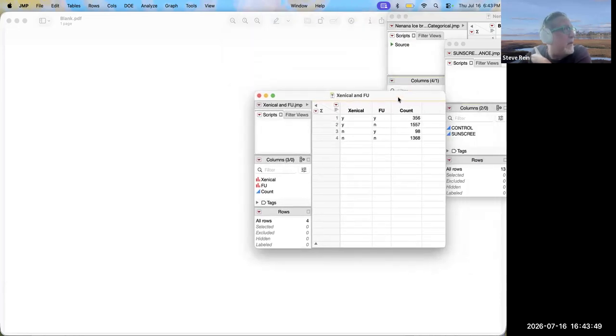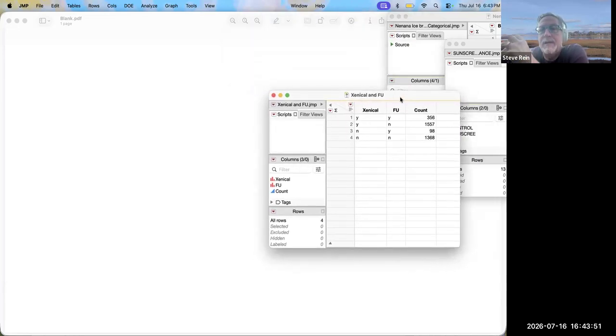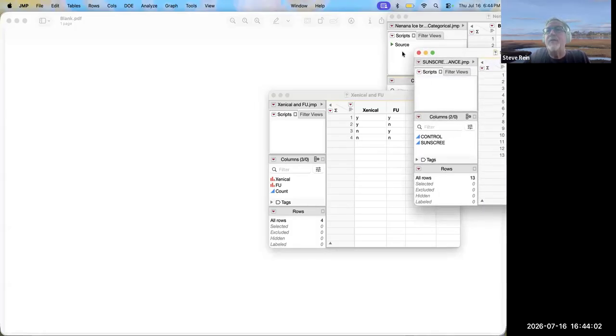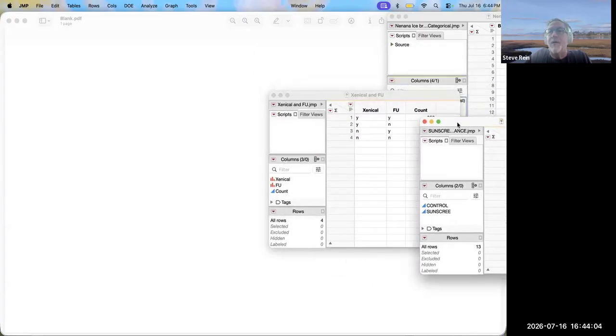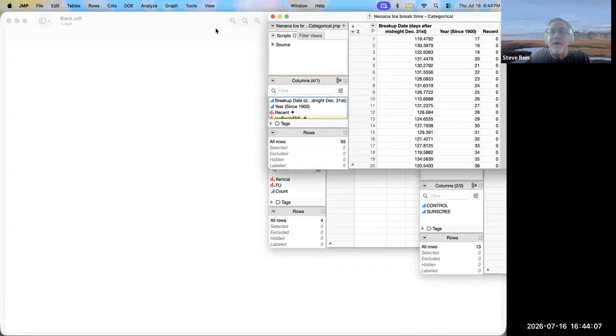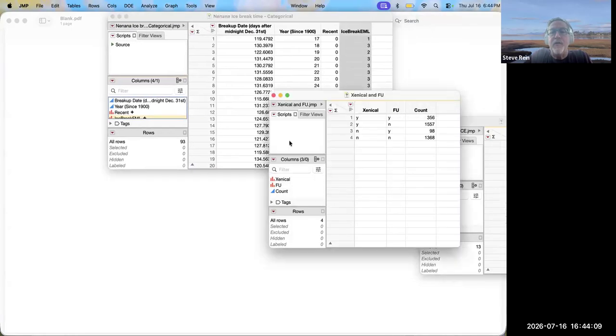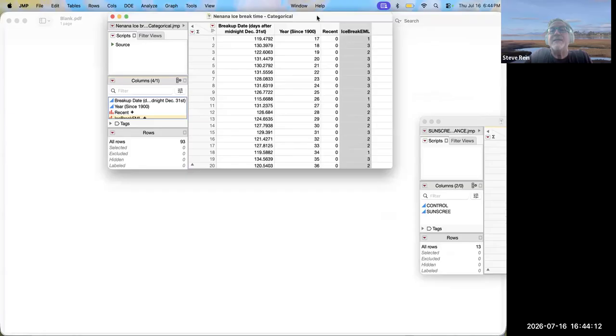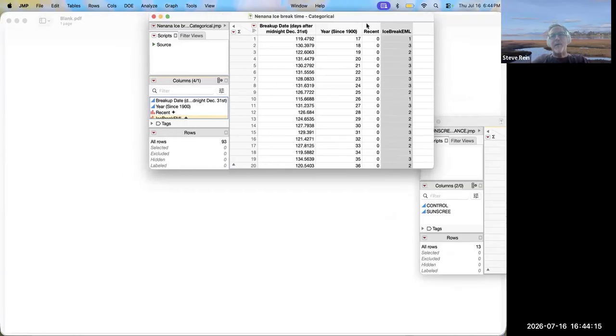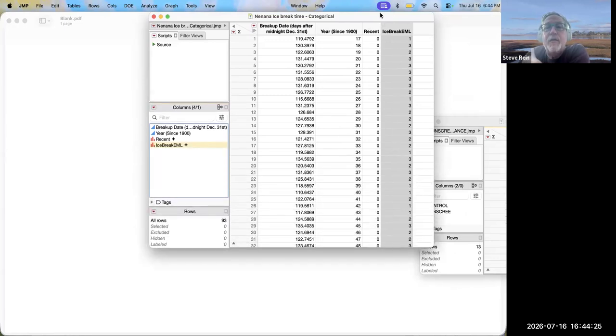Okay. That is if you have two separate levels, sort of Xenical or not, two different options, and fecal urgency or not, again, two separate options. If your response variable isn't necessarily two options, in this case, my example will be with two options, and your explanatory variable isn't with two options, you might still want to tackle the question, is there a relationship between the explanatory and the response variable? The example I want to use is where we had talked about earlier, the Nenana ice flow.